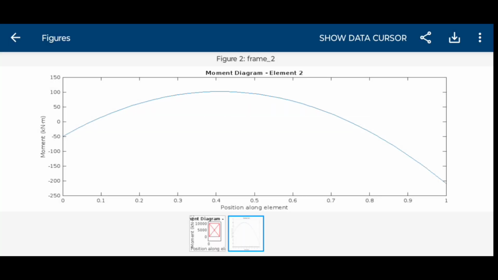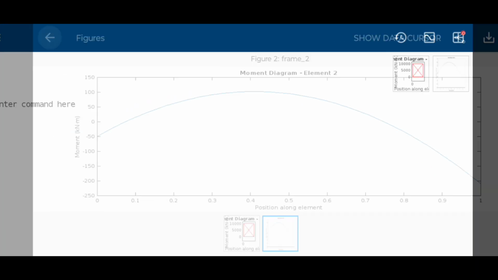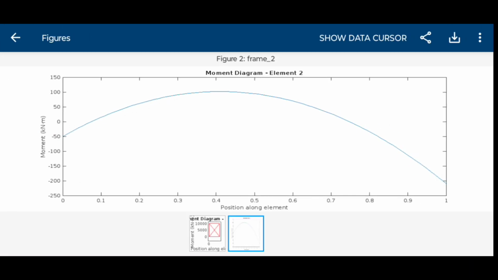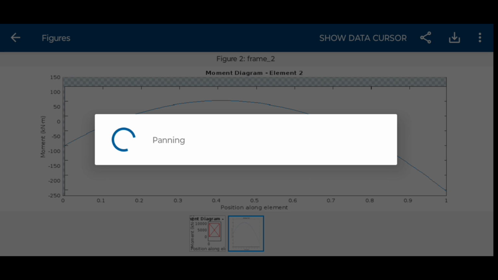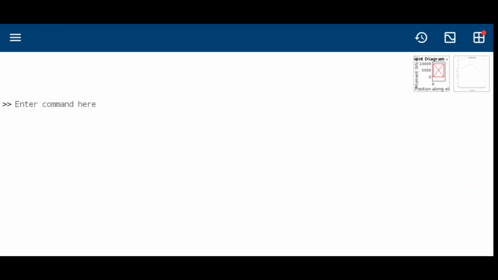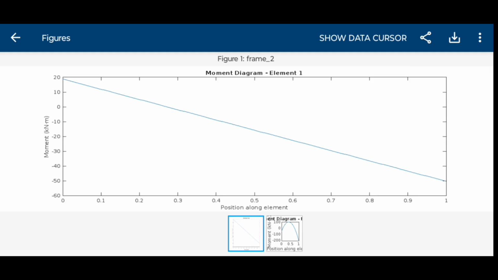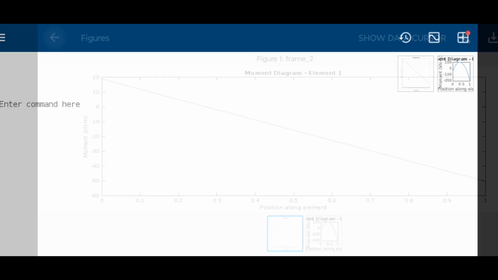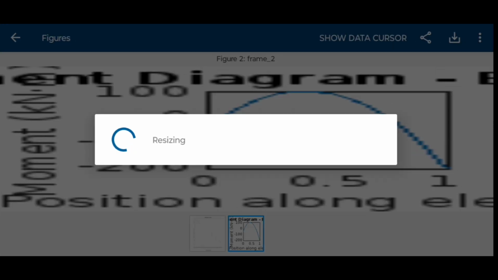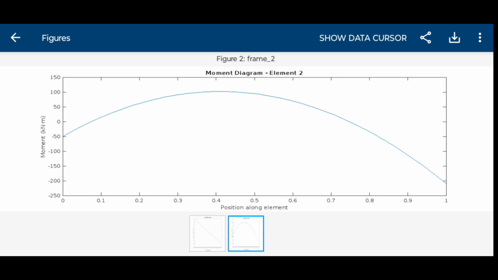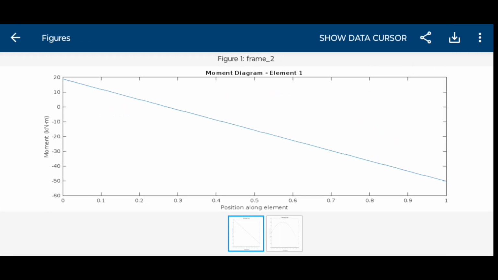This is the plot. So this is for the element 2. This is for the first element moment diagram. Here it is continuous, as I have already included this superposition effect. So this is minus 50, and here in the first element it ends in minus 50, and it is continuous.